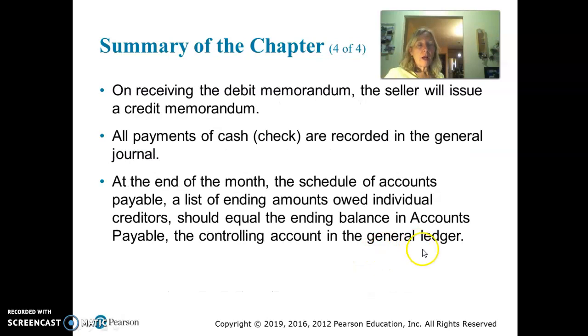Okay, one more. On receiving the debit memorandum, the seller will issue a credit memorandum. So complicated. All payments of cash or check are recorded in the general journal. At the end of the month, the schedule of accounts payable, a list of ending amounts owed to individual creditors, should equal the ending balance in the accounts payable, the controlling account in the general ledger. Didn't I just read that? Anyway, that's all of chapter 10.2.